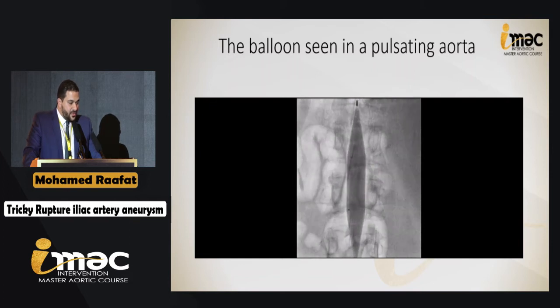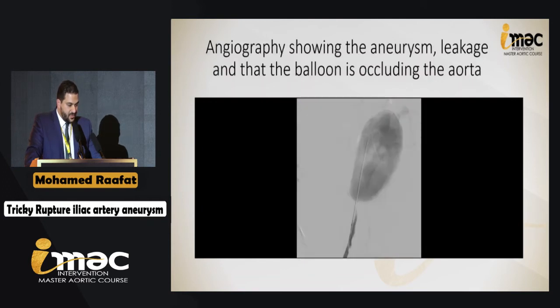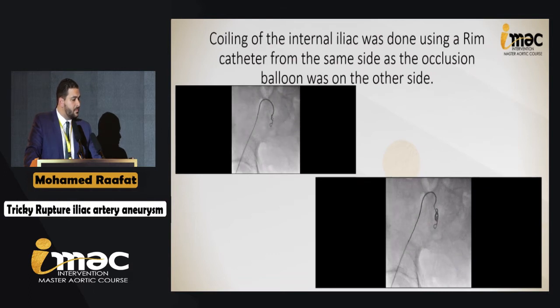Now, this is the angiography showing that we have a huge iliac artery aneurysm. You could see that the internal iliac is coming down, and you could still see that there is leaking from the posterior aspect of it. The first step was that we had to isolate the internal iliac artery, so I placed 2 coils using a rim catheter that we went through from the same side. I could not go from the other side because I had to keep my occlusion balloon in the aorta to try and maintain the patient not bleeding.